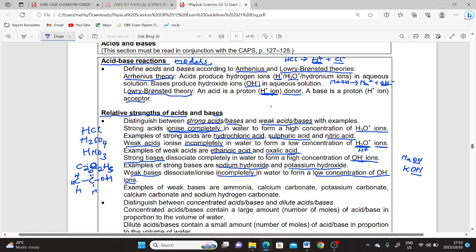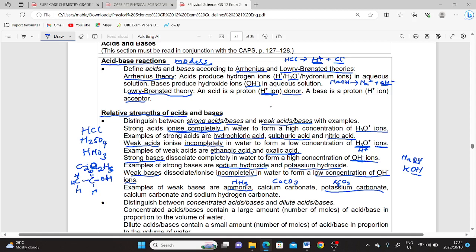Right, examples of weak bases: we have ammonia, which is NH3. We have calcium carbonate, which is CaCO3. And then what else? We have potassium carbonate. So potassium carbonate, we have K, CO3. I think it's K2 here, K2CO3.